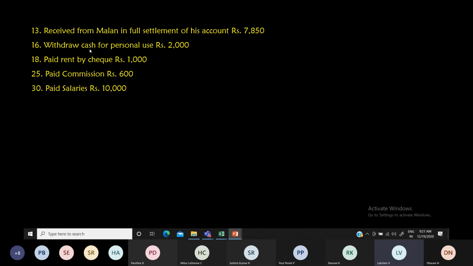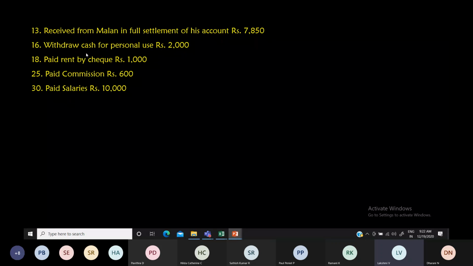And next, if you see "withdraw cash for personal use", whenever you come across the term personal use, it is considered as drawings. So if you come across the personal use terminology, it is drawings. So you have to debit drawings.